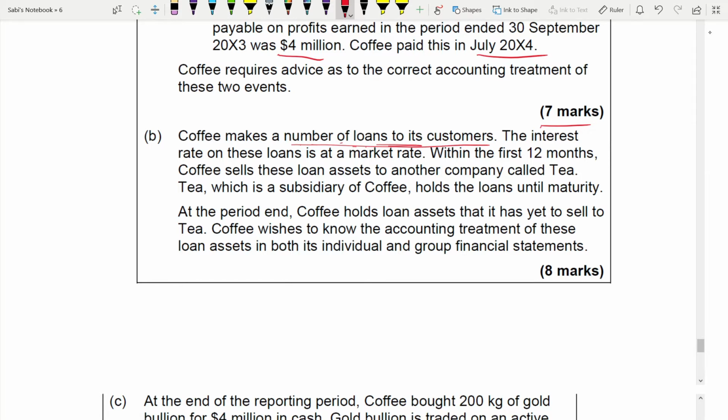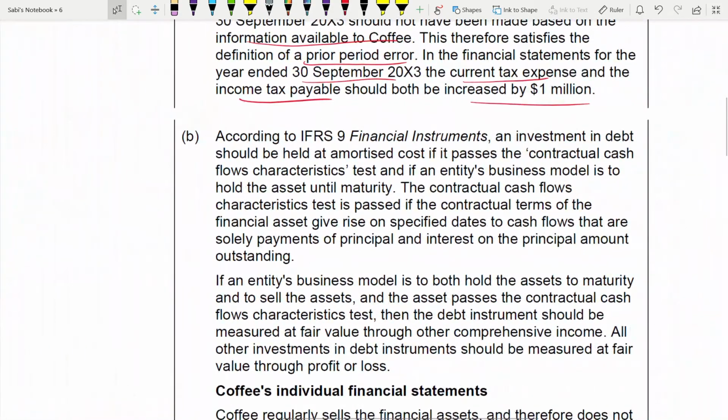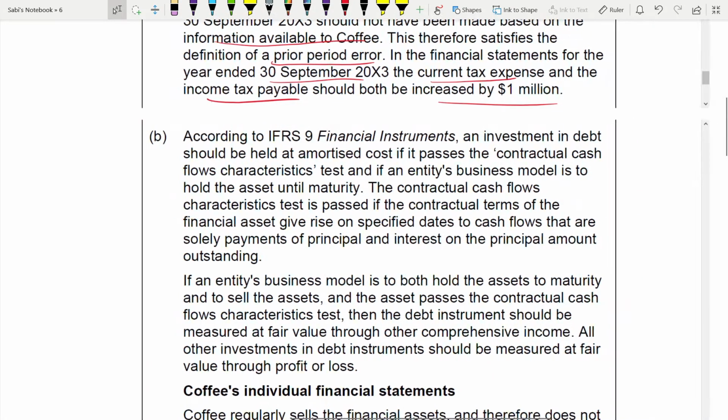Coffee wishes to know the accounting treatment of these loan assets that it has yet to sell, in both its individual as well as its group financial statements. Why? Because they are selling to the subsidiary. This is very important from your group accounting point of view. It might be asked even in your question number 1 for 30 marks. So you have to be very careful.